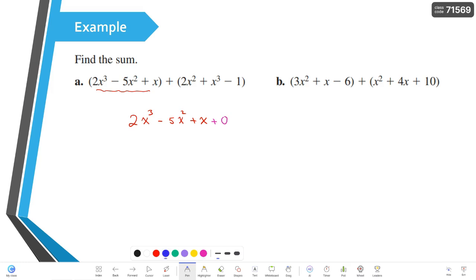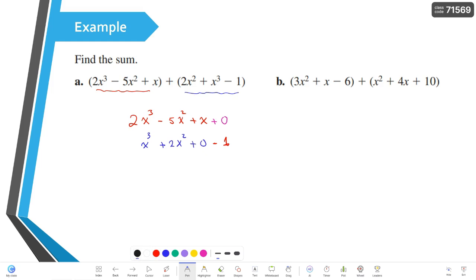For the second polynomial, we have 2x squared, then plus x cubed, then minus 1. This polynomial is not written in standard form, so we need to write it by writing the highest exponent first. So x cubed should be written first, then plus 2x squared. Since we don't have any first-degree term here, I'm going to write 0, then plus the constant part, which is -1. So I'm going to erase the plus sign and write -1.